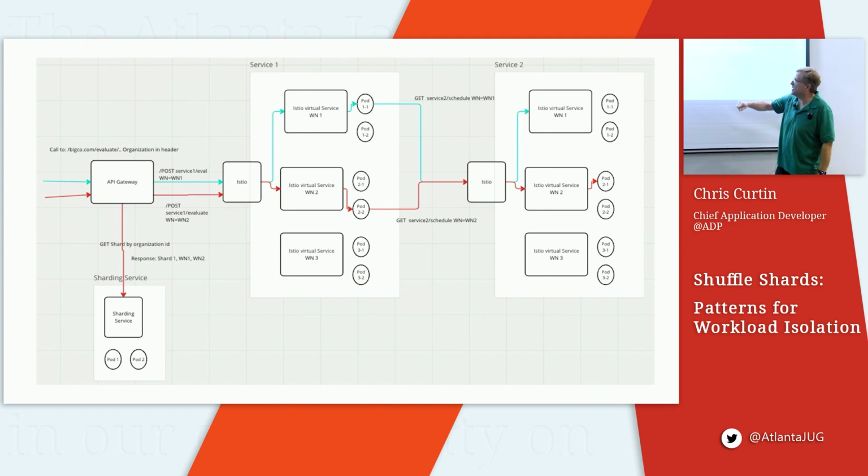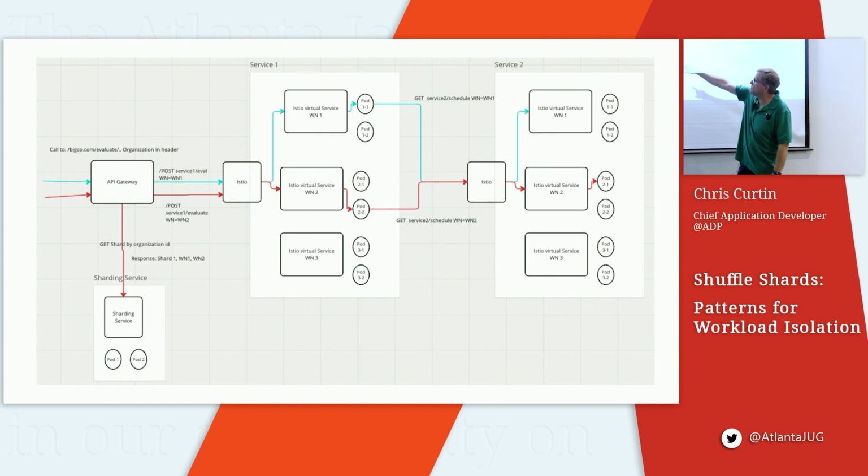So let's look at the second example. So here comes the second request, the red. Same request to the sharding service. By the way, you cache the hell out of this. There's a big old cache in the gateway to handle this, so you're not continually querying that service. Routes to Istio, except for this time, because it's randomly assigning worker nodes as part of the routing, it routes everything to worker node 2.